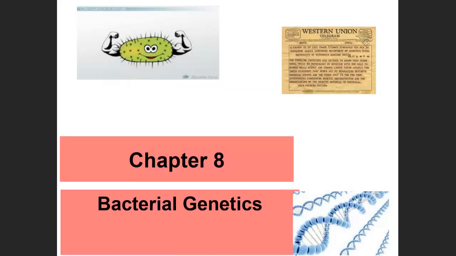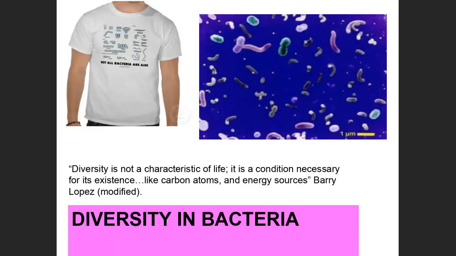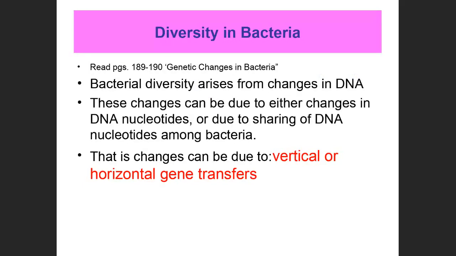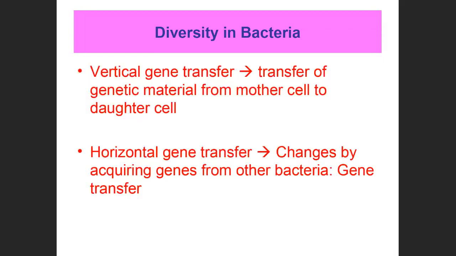Recording. Essentially what we're doing is wrapping up chapter 8. Last time, we talked about mutations and bacterial diversity, and we said there are two ways in which bacteria can create strains. To create strains, they have to change little parts of the genetic material. They have to acquire new genes, and there are two ways in which they can do that.